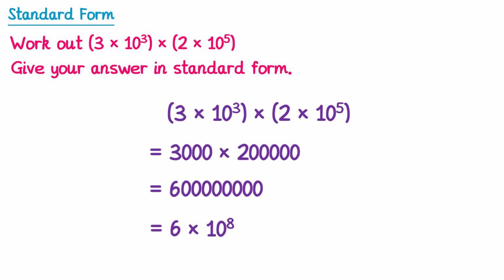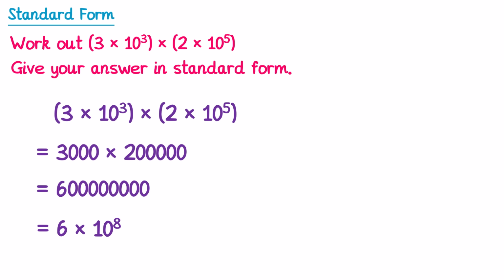Now this question can be done a lot faster by taking a shortcut, and I'm going to show you that now. So if we take the question once again, here we just have lots of numbers multiplied together, and because of that we don't actually need these brackets at all, and we can reorder these multiplications. So we could write it as 3 times 2 times 10 to the 3 times 10 to the 5. That'll give the same answer.